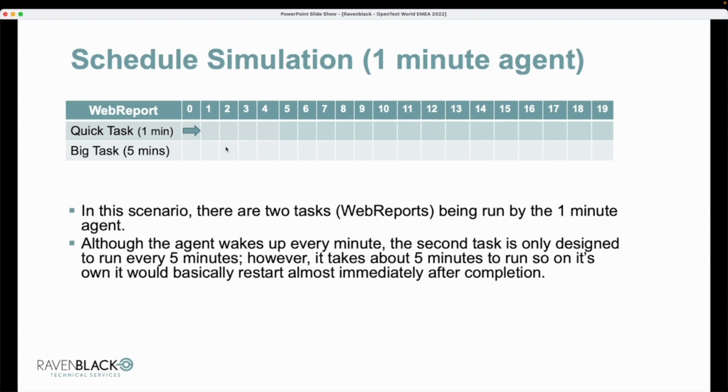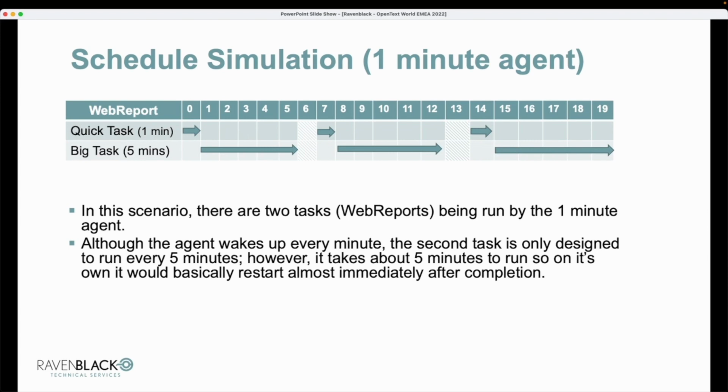The first task runs, and then immediately that's finished, it runs the big task, and then the agent goes to sleep. It wakes up again, performs the quick task, and then runs the bigger task, goes to sleep, and so on. And what you'll see here is the so-called quick task is now actually running with about a 6-minute gap before it runs again.